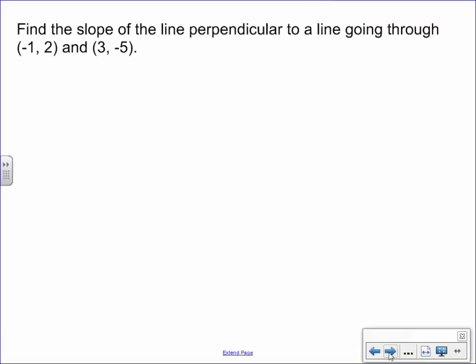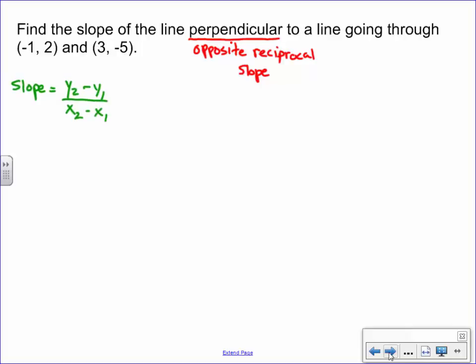Okay, last one. Find the slope of the line perpendicular to a line going through (-1, 2) and (3, -5). So just like before, anytime we see the word perpendicular, we should be thinking opposite reciprocal slope. And so then we are going to need to find the slope of the line going through these 2 points. To do that, we're going to need to think of our slope formula. So remember that slope is equal to y2 minus y1 over x2 minus x1. That is the change in the y's over the change in the x's.